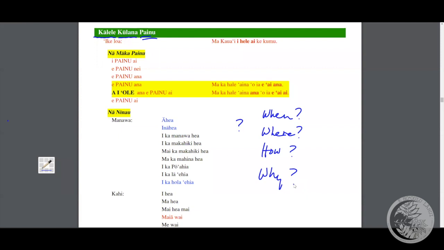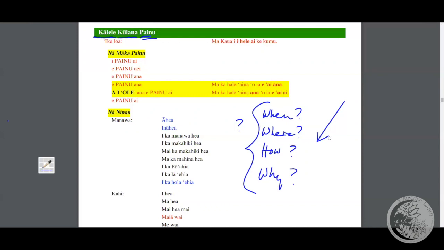When did you go to sleep last night? Where did you sleep? How did you sleep? Why did you fall asleep in class perhaps? Anytime you're answering those kinds of questions or asking the questions yourself, whether you're asking the question or actually answering the question, to stress the idea of when, where, how, and why something occurs or happens is a Kālele Kūlana sentence.